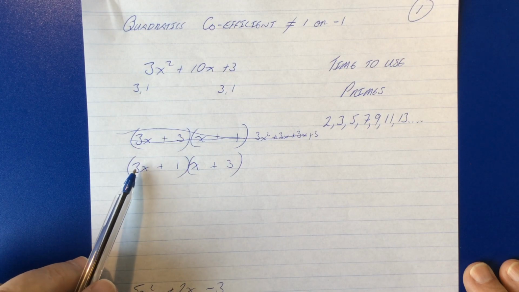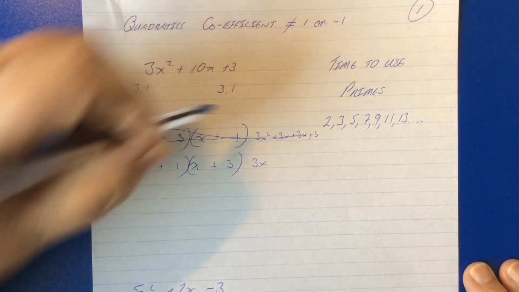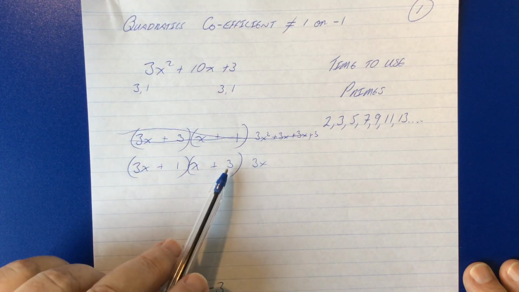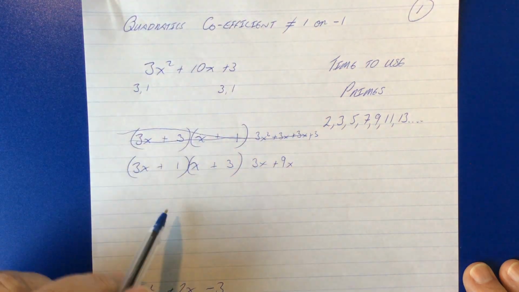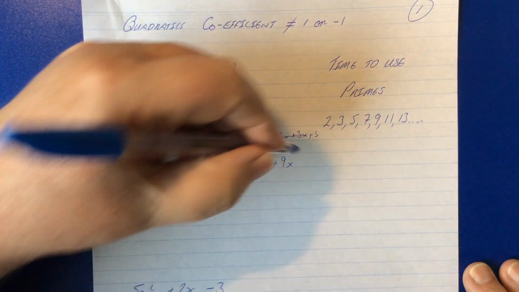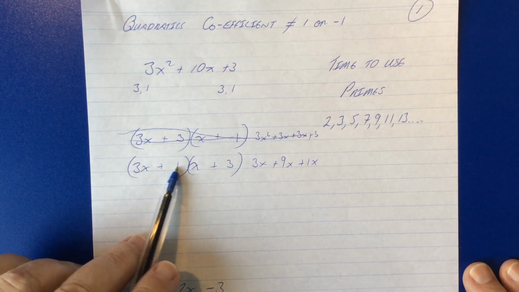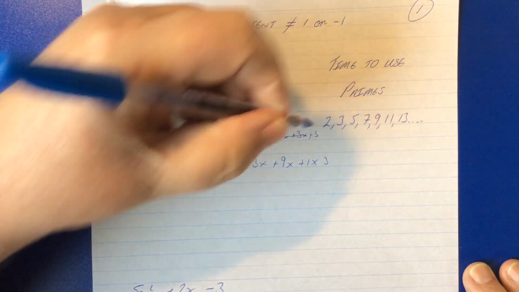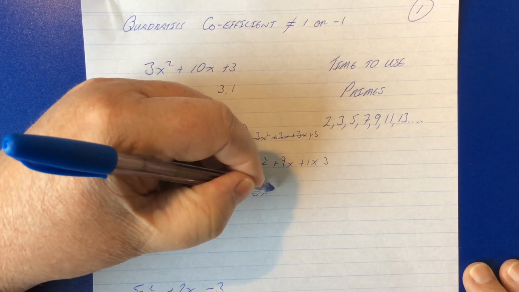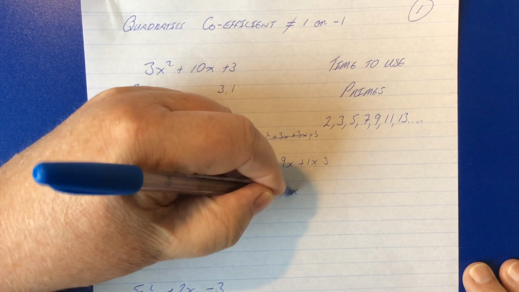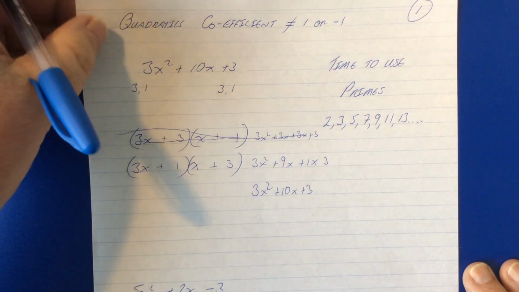Let's try this. 3x times x is 3x squared. 3x times 3 is 9x. This is looking promising. x times 1 is 1x. Again, very promising. 1 times 3 is 3. Tidy this up. You get 3x squared plus 10x plus 3. There we are. That's how you do that.